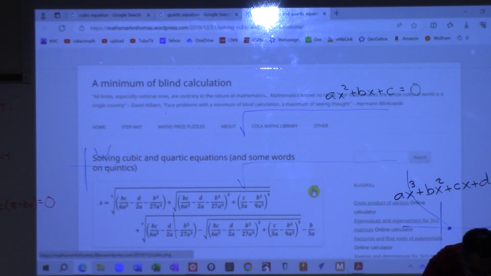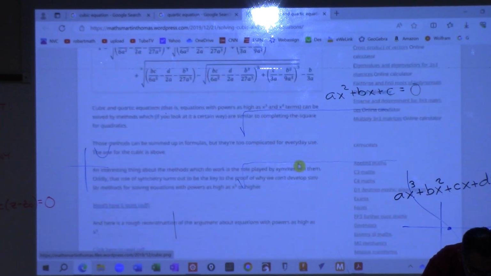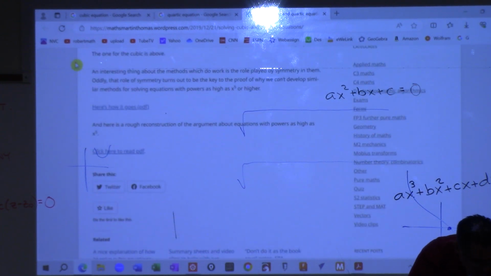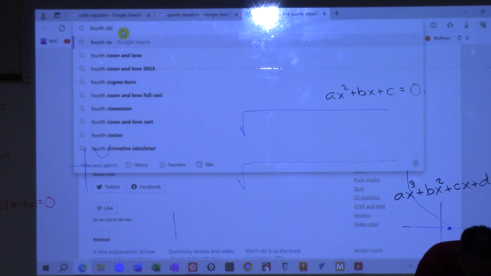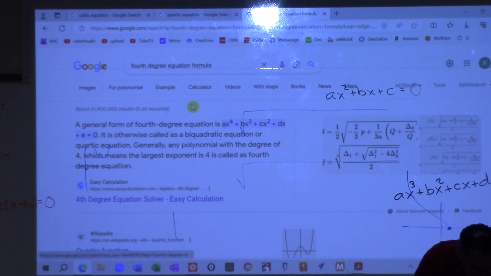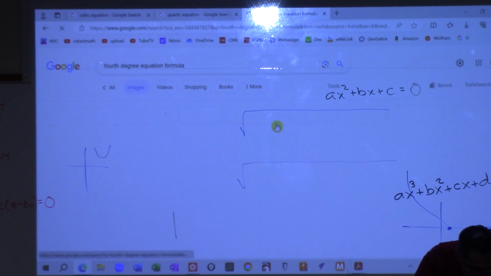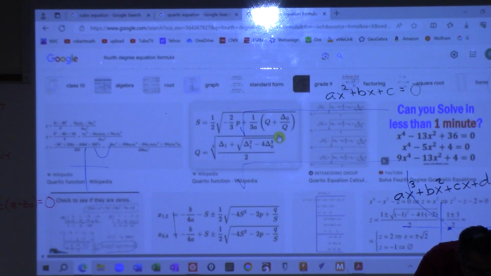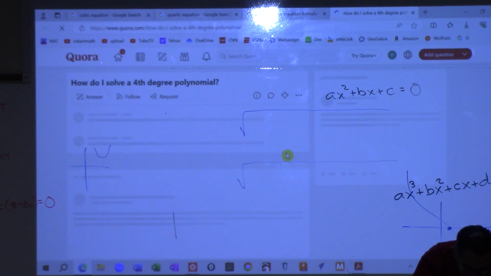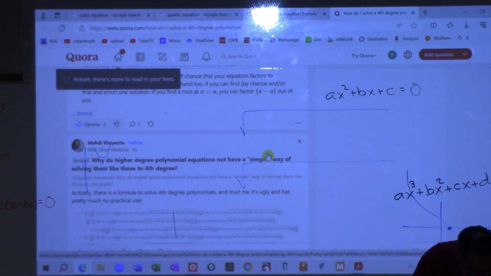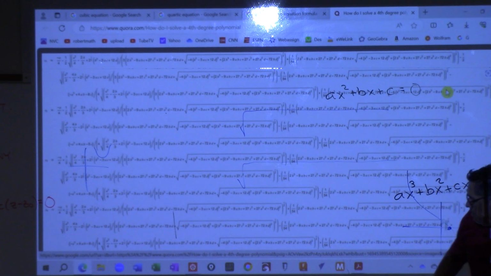Let's go here. That's the cubic. Hold on. I've seen it before. So fourth degree equation formula. Images. There it is. Where is it? I wish I never had to ask that question. There. Okay, there it is.